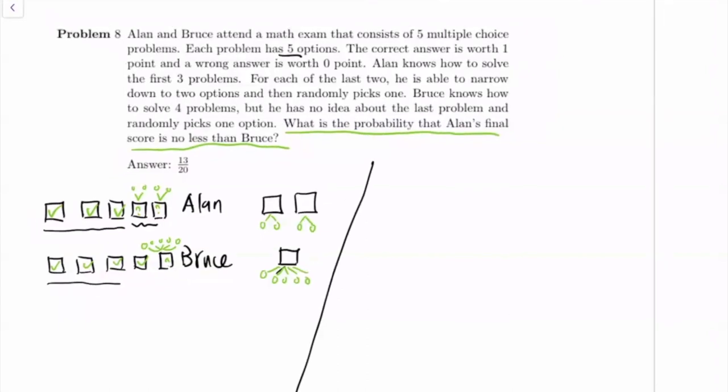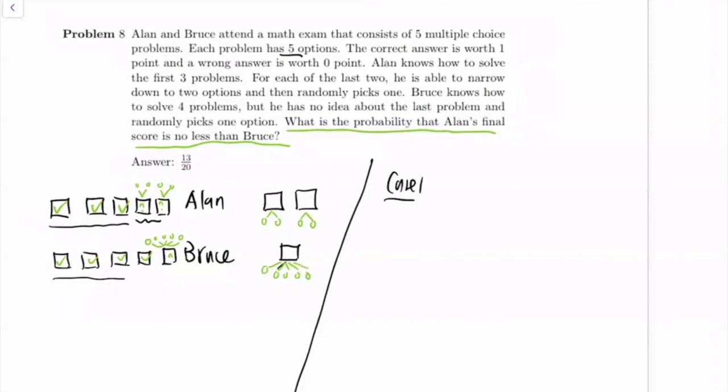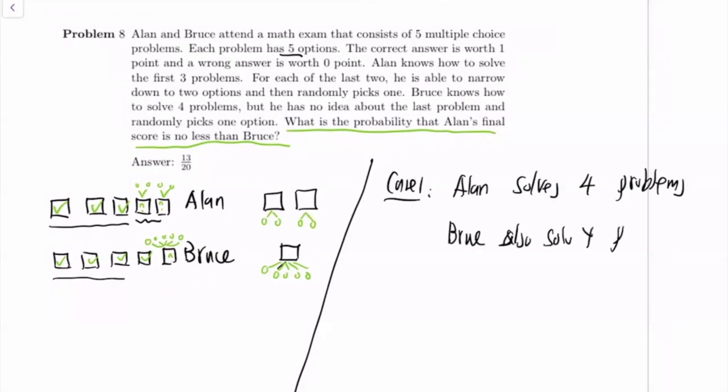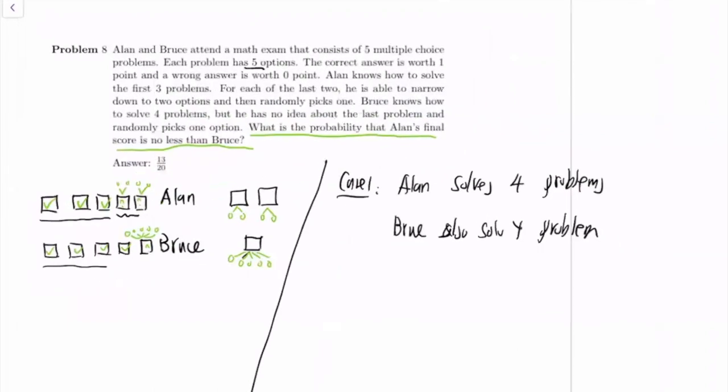Now, in order for Alan's final score to be no less than Bruce's, we have two scenarios. Case one, Alan correctly solves four problems, and Bruce also solves four problems, right? Let's see, what's the probability Alan solved four problems? That means he solved one problem correct and the other one wrong. The chance is one half. So the probability Alan solves four problems means he solved one of the last two correct, right?